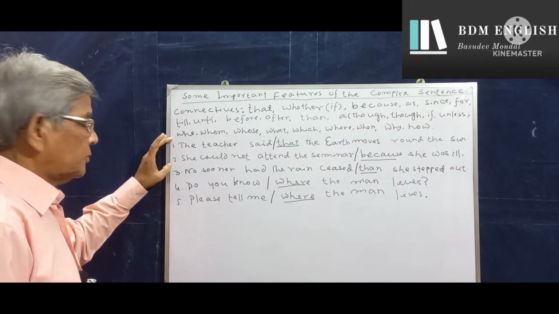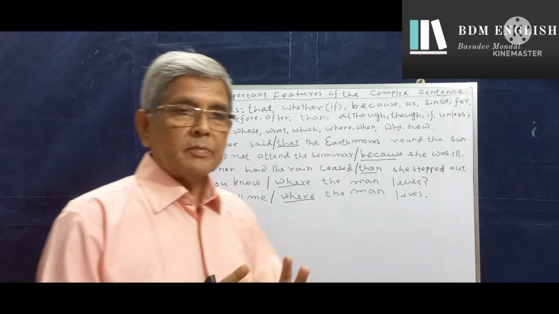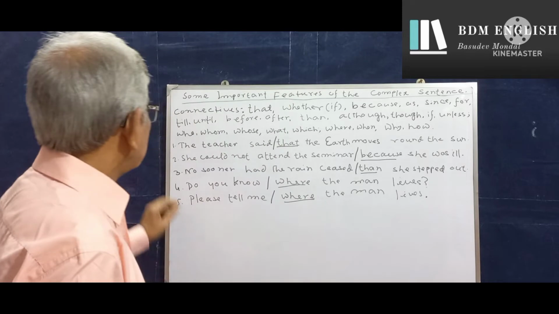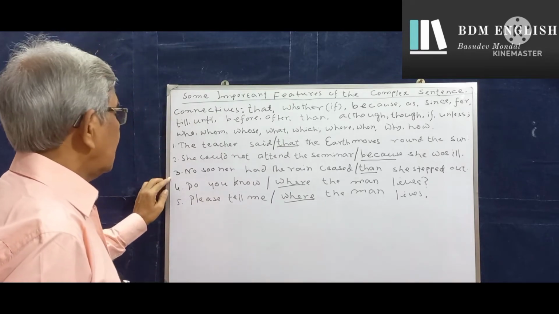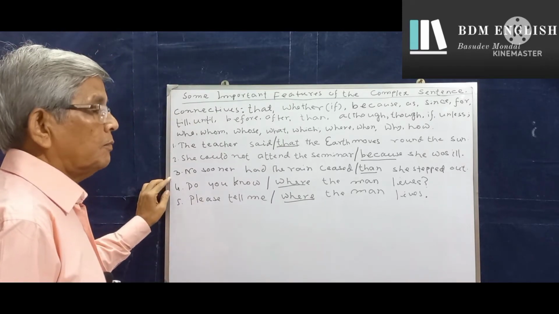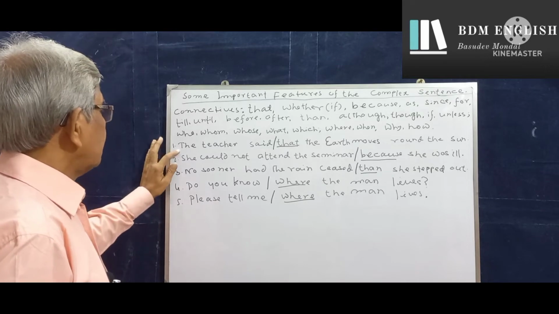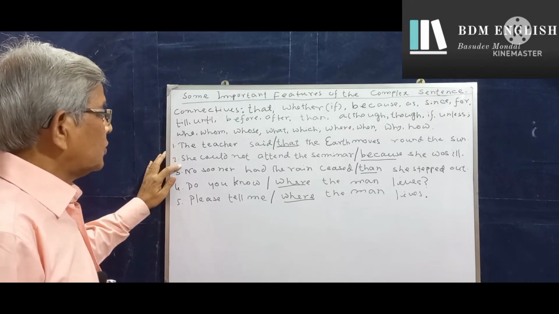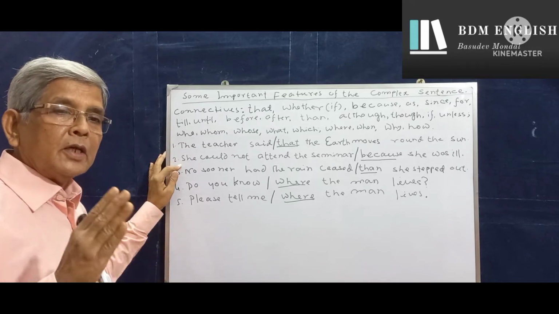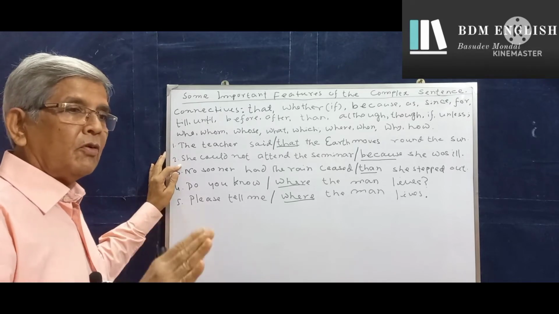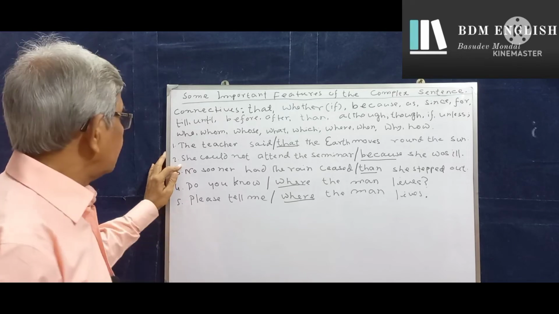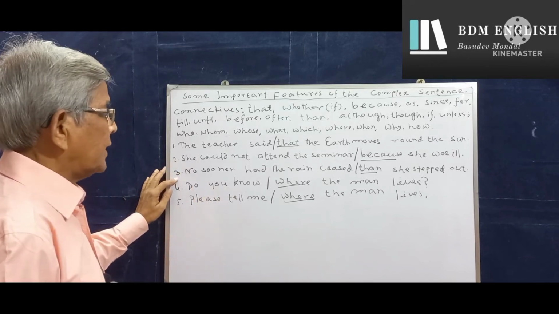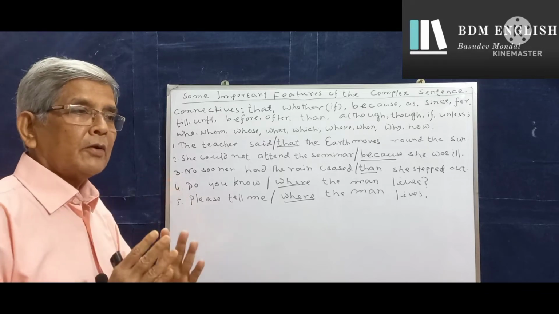declarative, interrogative, imperative, etc. So sentence number 1, 2, and 3 are declarative complex sentences. The principal clause, "the teacher said," is declarative. "She could not attend the seminar" is declarative, both in form and meaning. In sentence number 3, the principal clause "no sooner had the rain ceased" is declarative.